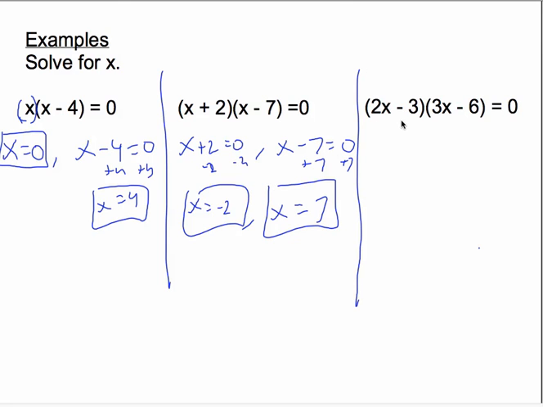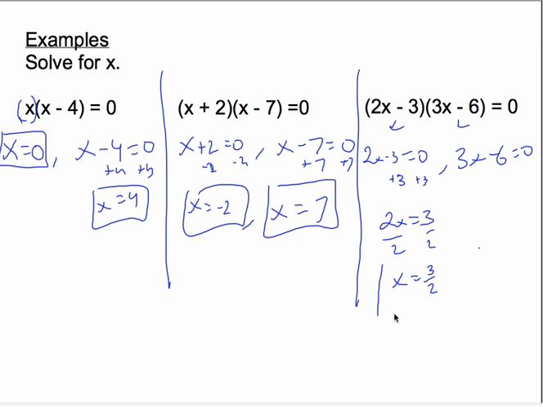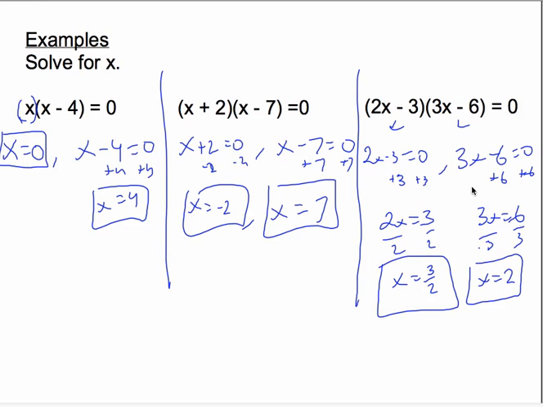And next example, so either 2x minus 3 equals 0, or 3x minus 6 equals 0. So let's solve now. Let's add 3. 2x equals 3, divide by 2, x equals 3 out of 2, or 1.5. Here we're going to add 6 to both sides, 3x equals 6, and divide by 3, x equals 2. So those are our two solutions.